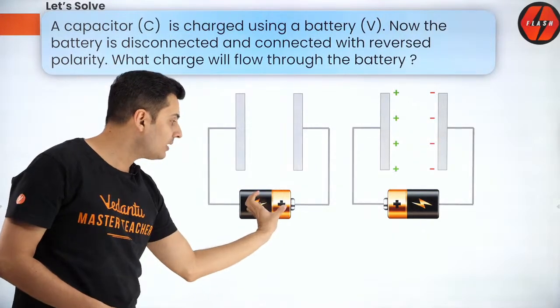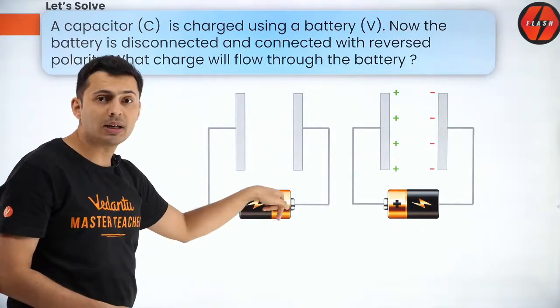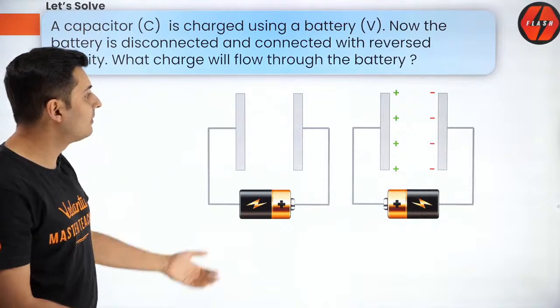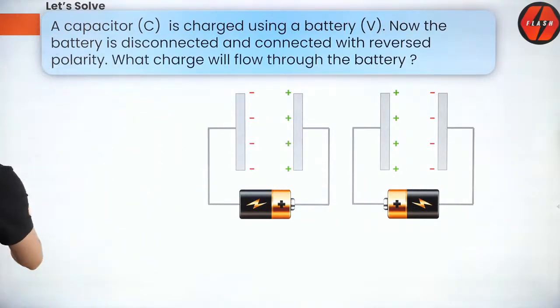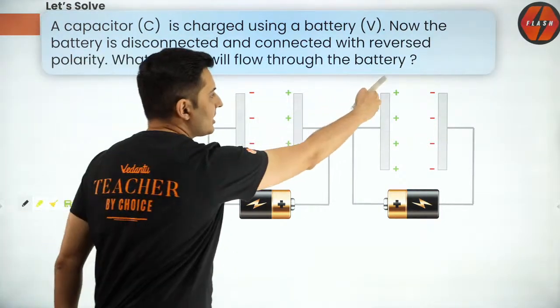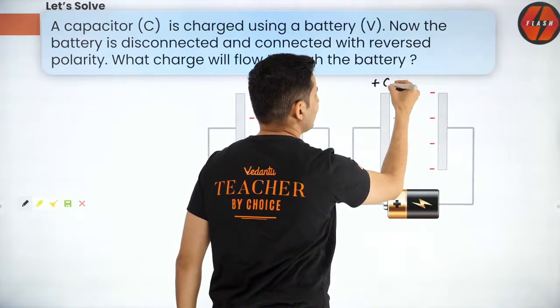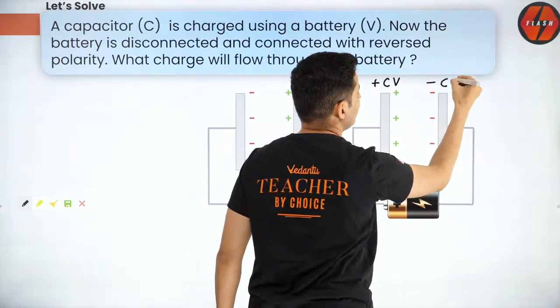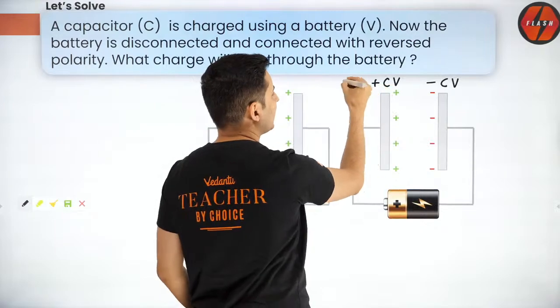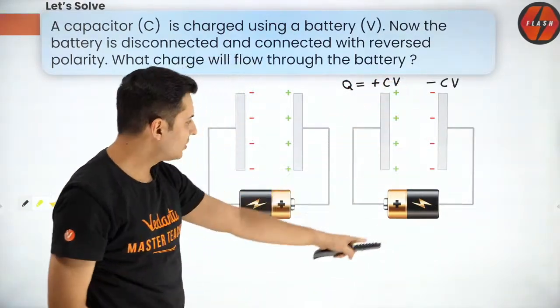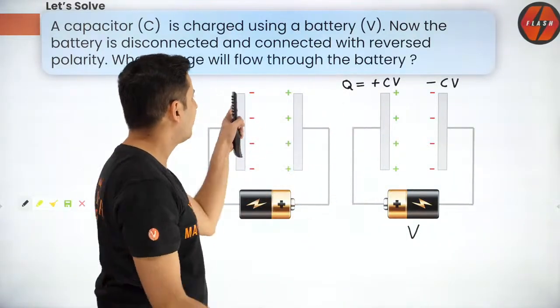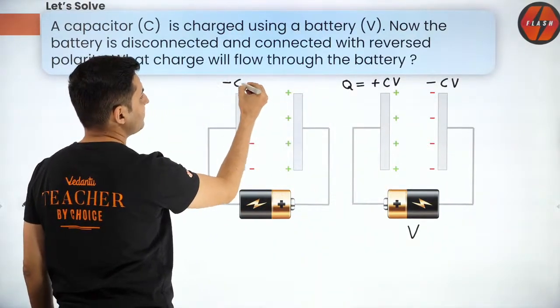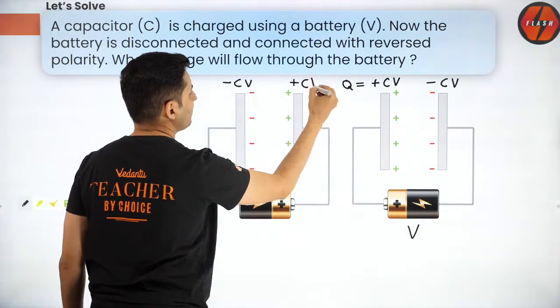So the moment you reverse the polarity, what will happen to these plates? The charges will also be reversed. Think about it. This side will be negative, that side will be positive. Now, here comes the catch, guys. This plus charge was plus CV. This negative charge was minus CV. We just saw, right? Q is equal to CV. C is capacitance, V is the battery's voltage. Now, this side's charge is minus CV, this side's charge is plus CV.